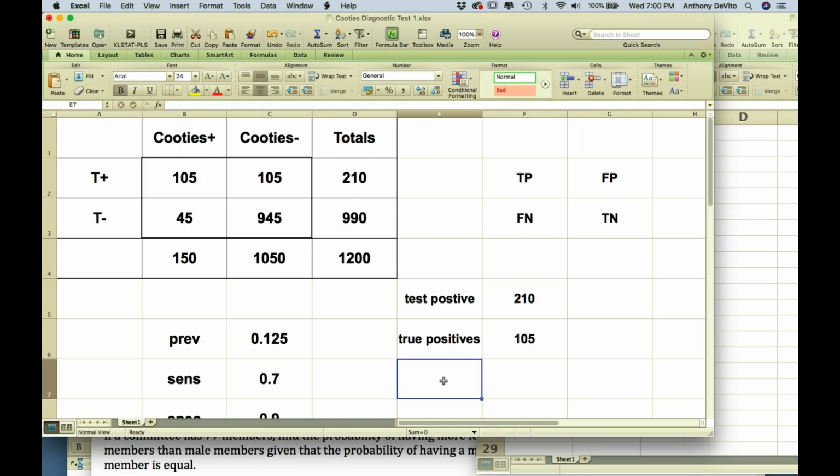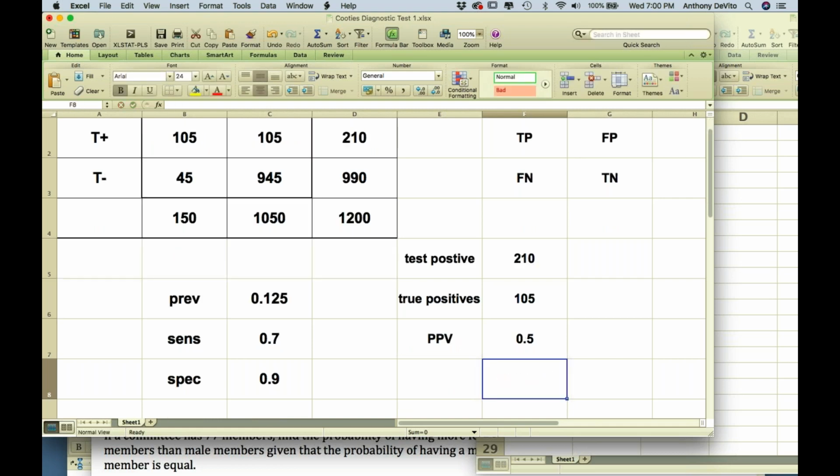So we can come up with something called a positive predictive value. How good is a positive test at telling you have the disease? Well, you got it right 105 times out of 210 people who tested positive. So the positive predictive value is 50%. In other words, if you test positive, you will only have the disease 50% of the time.